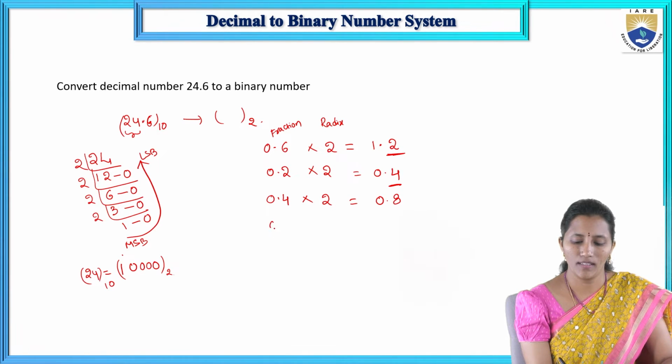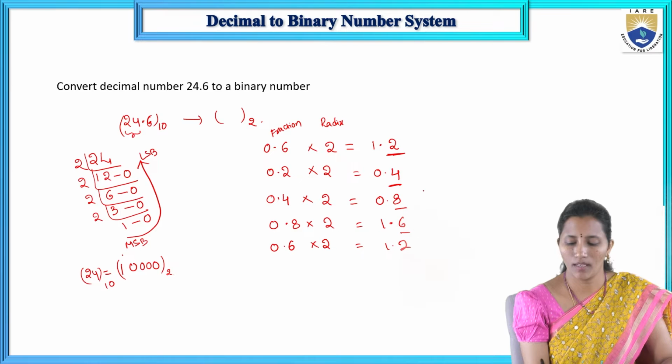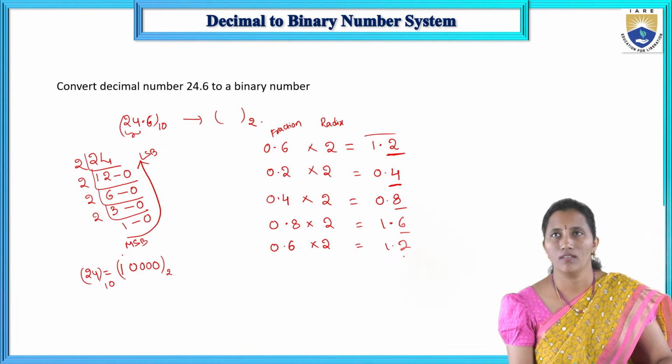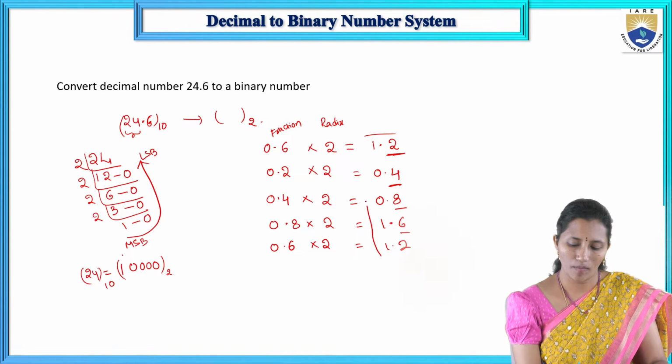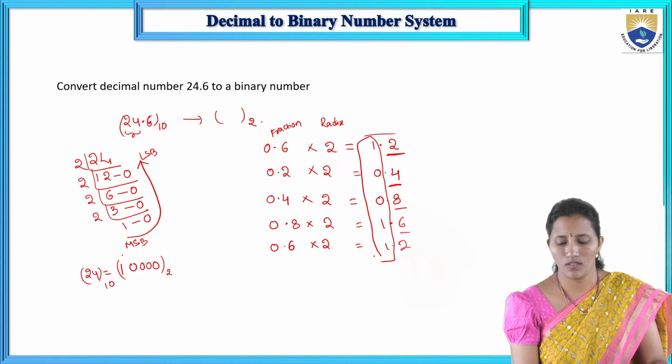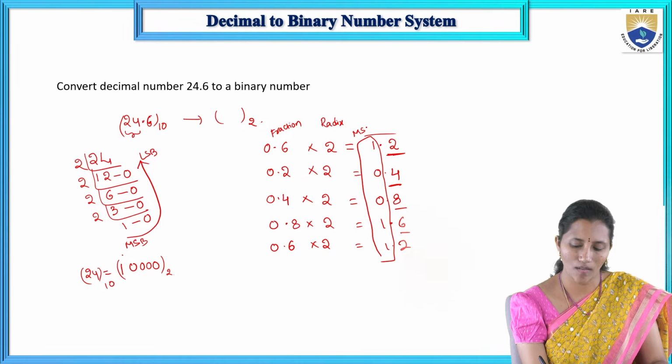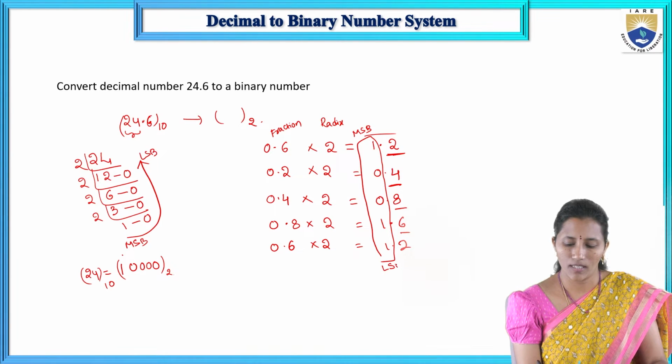0.4 into 2 is 0.8. Again, only the fractional part, 0.8 into 2 is 1.6. The fractional part 0.6 into 2 is 1.2. Again we got the same, so it will repeat. So stop it here. In these values, take the integer parts, 10011. How do we write this? Consider the top as MSB bit and the bottom as the LSB bit.